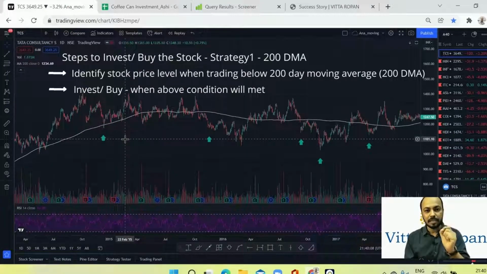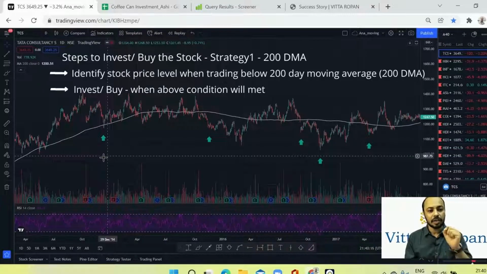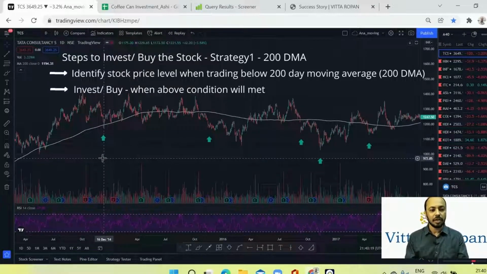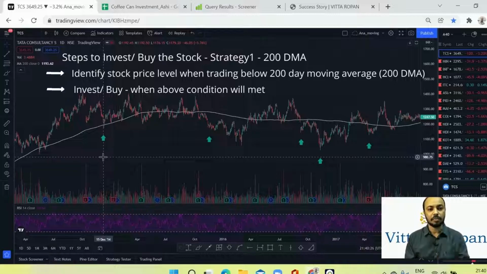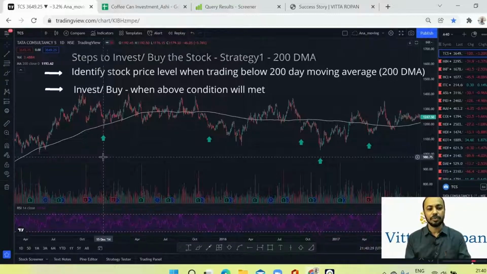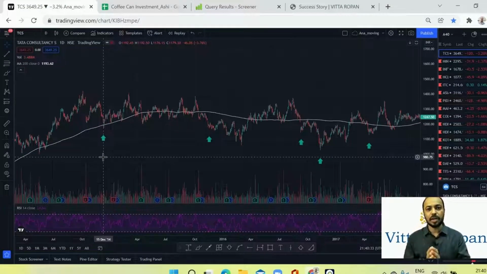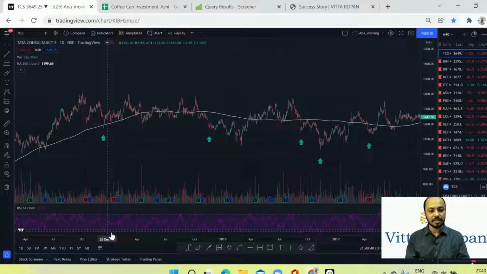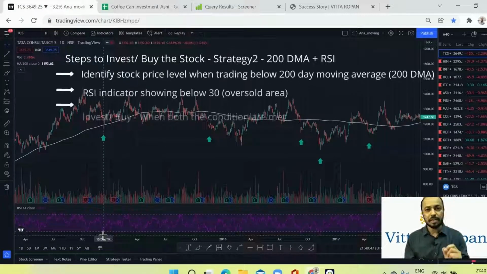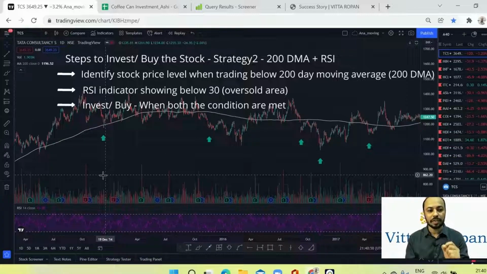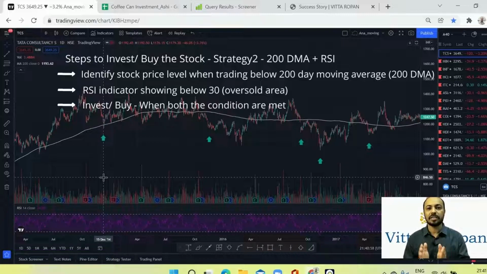The first step is, whenever the price of a particular stock is trading below the 200-day moving average, only then do we buy or make a position in that stock. Here you can see on 15 December 2014, the stock price came down below the 200-day moving average and we made our position. You can also use the 200-day moving average in combination with RSI, the purple chart below. Whenever the stock price is below the 200-day moving average and at the same time the RSI is below 30, it is the best combination to buy that stock, because it is available at a very fair valuation.